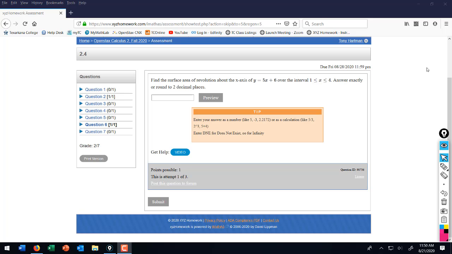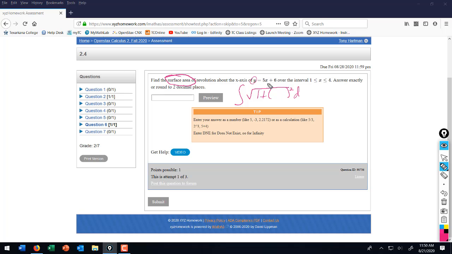Chapter 2, Section 4, problem number 6, is asking us to find the surface area. Now, the key to the surface area formula is you just start off with the arc length formula. So the arc length formula looks like this. We have 1 plus the derivative squared.